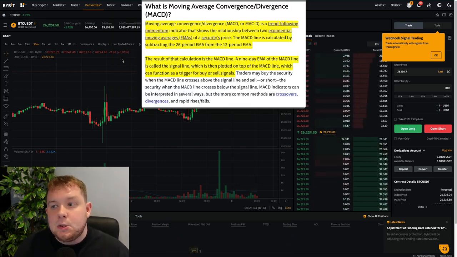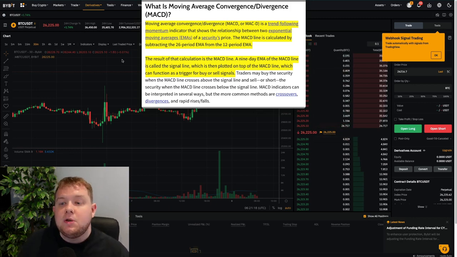Next up, we have MACD. So what is MACD? MACD stands for Moving Average Convergence Divergence, and it's a trend-following momentum indicator that shows a relationship between the exponential moving averages, or EMAs, of a security's price. It doesn't have to be a security, of course. It can be a crypto or whatever that may be.